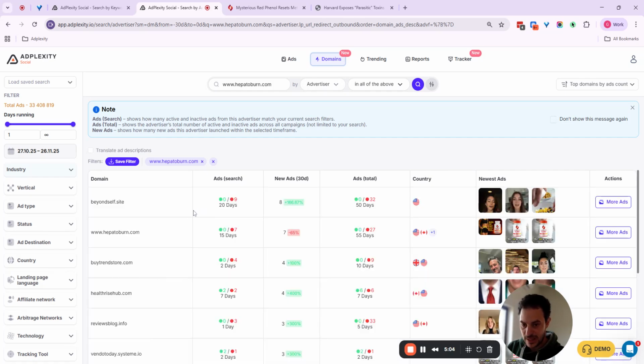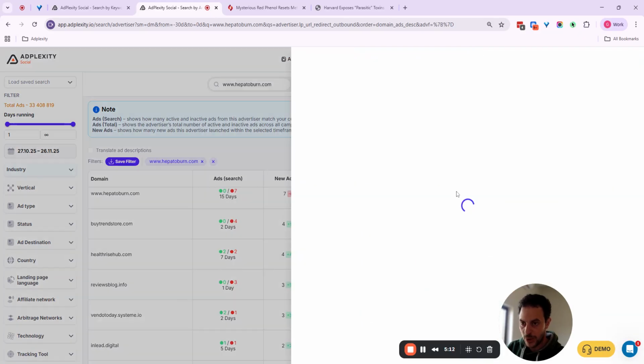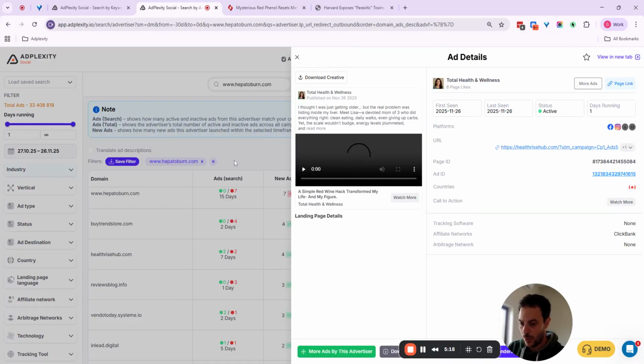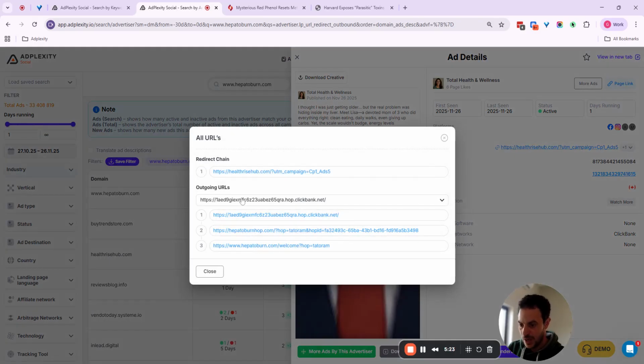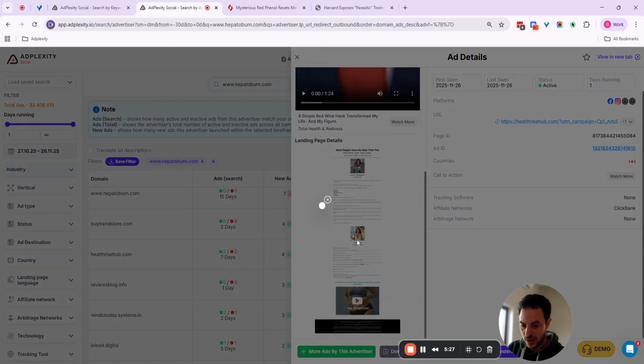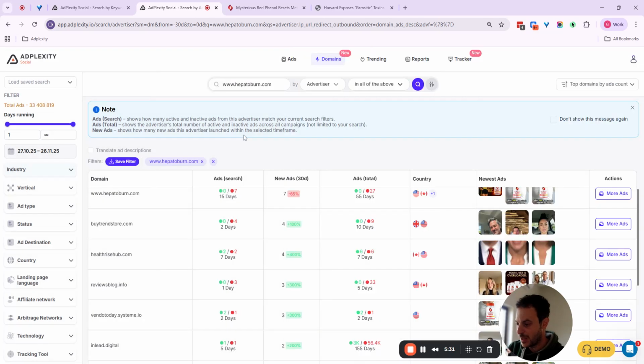And as you can see here, many of these ads are very likely pointing to hepatoburn in the redirect chain, so basically as an offer. In that way, you can identify which are the affiliates. Let's see if that's correct. Yeah, you see, this affiliate is running their ads to their lander, which looks similar to the one we saw before. Maybe it's an A/B testing that they're doing.